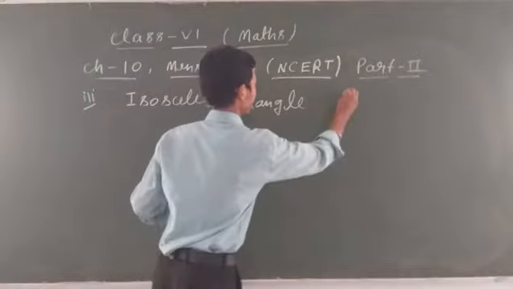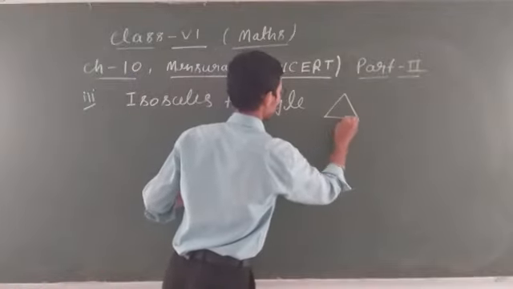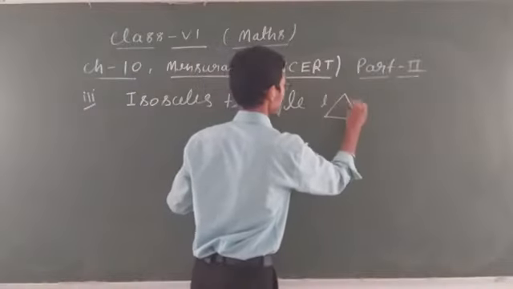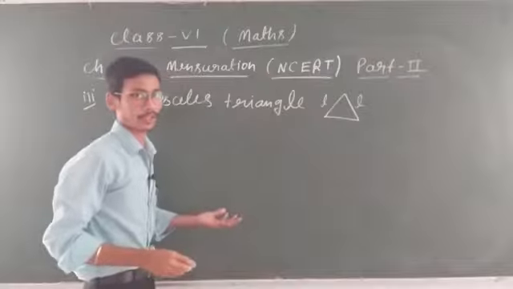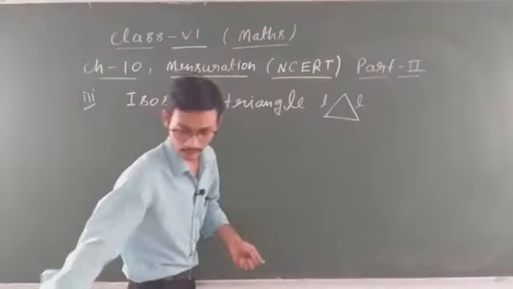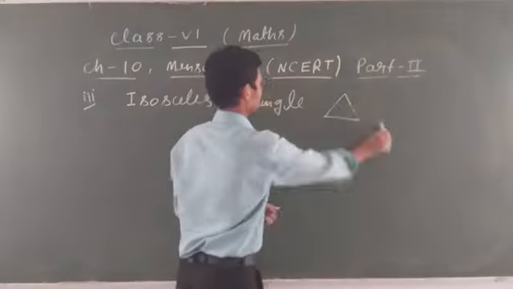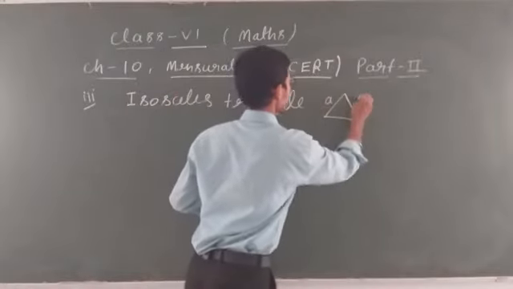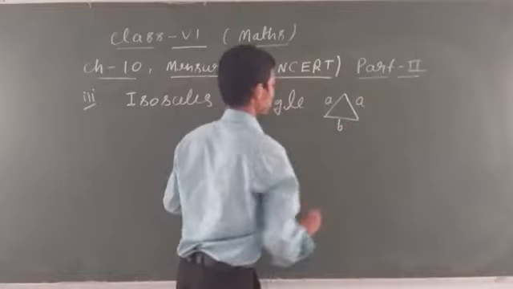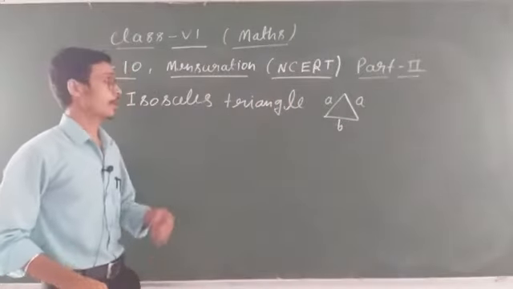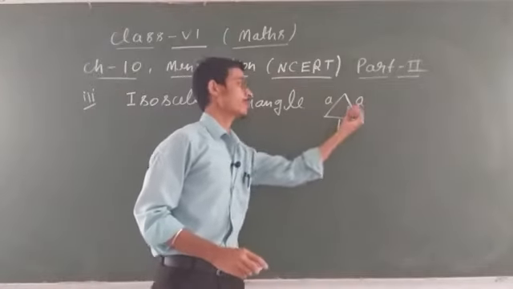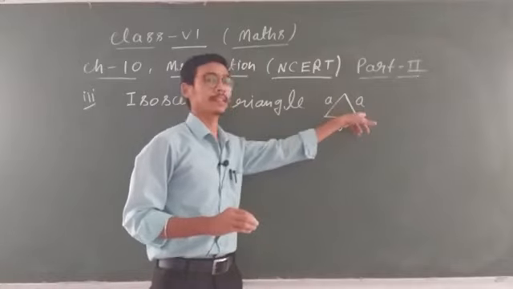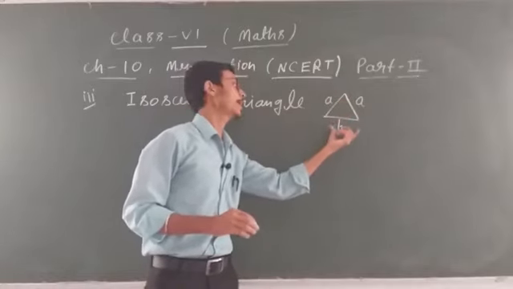Like, if I am making this one as an isosceles triangle, let us assume this one is an isosceles triangle. If this is an isosceles triangle, let this one be A, this one A, and this one B. What is the meaning of this, student? In an isosceles triangle, two sides should be equal. This is A and this is A. The values of these two sides are equal and the other is different.